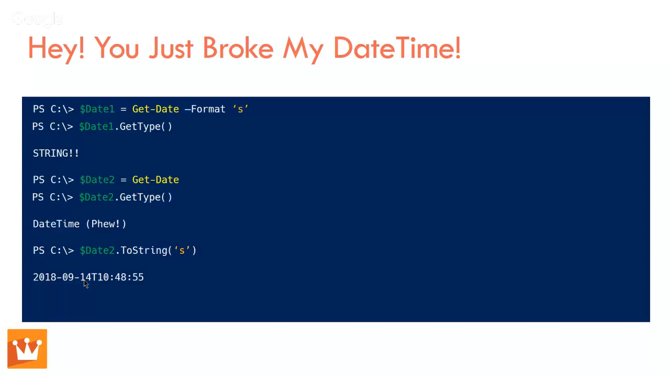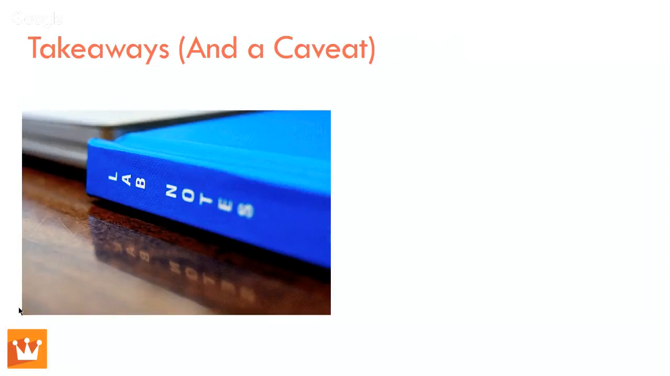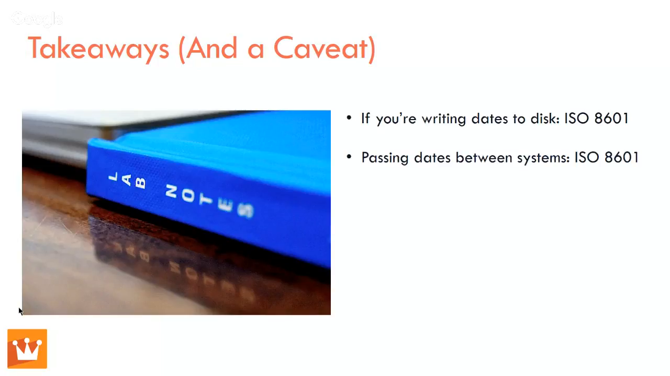I was off by about 5 minutes when I was guessing the time. So, takeaways from this, and an important caveat. If you're writing dates to disk, use ISO 8601. There are other formats you can use other than the lowercase s, which will do the same job and are probably better to use. I can see in chat lowercase o. That might be the one that converts to UTC. I'm not entirely sure, but there's a whole list of them in the documentation. If you're passing dates between systems, use 8601.